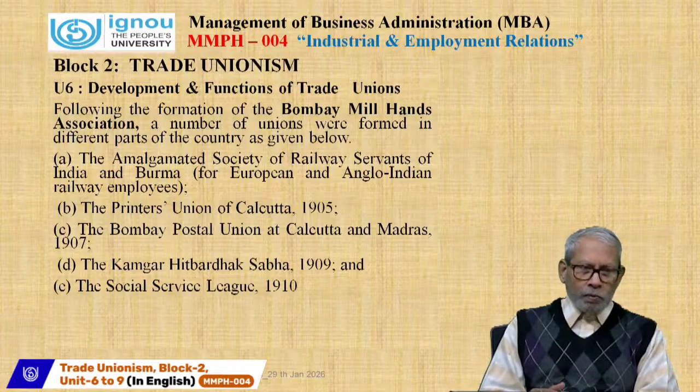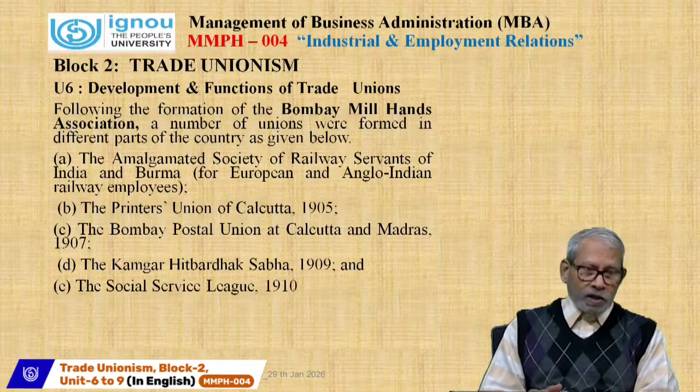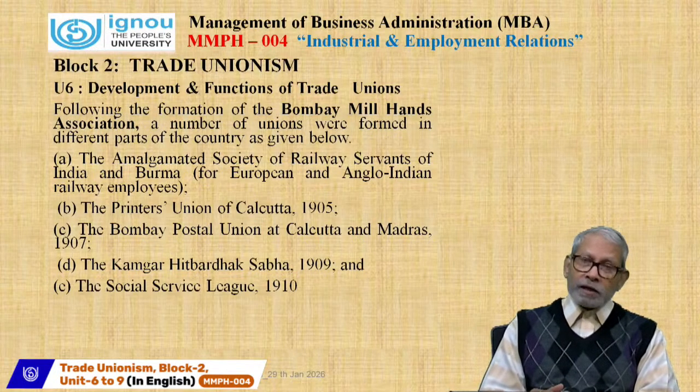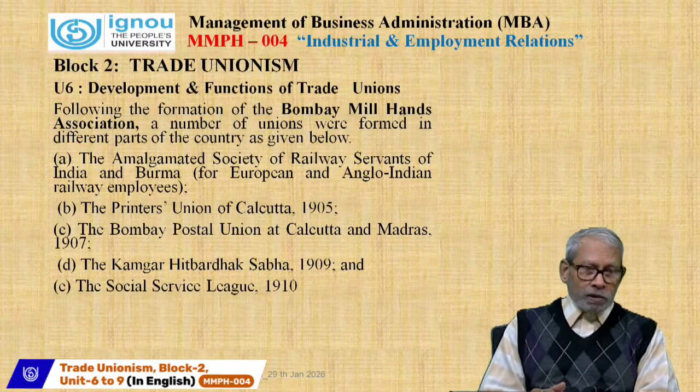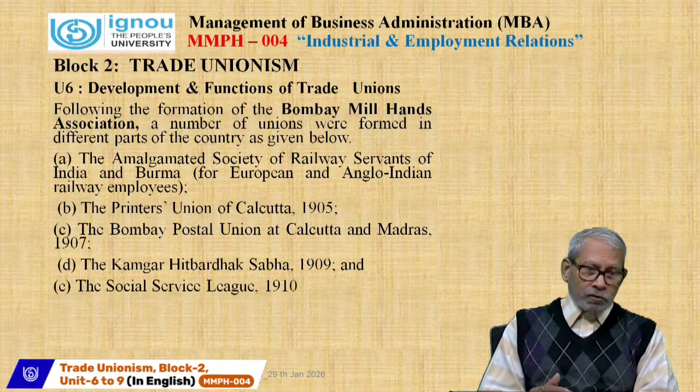Then the Printers Union of Calcutta, for press printers, in 1905. Then the Bombay Postal Union at Calcutta and Madras in 1907. Then the Kamgar Hitwardhak Sabha in 1909, and the Social Service League in 1910.